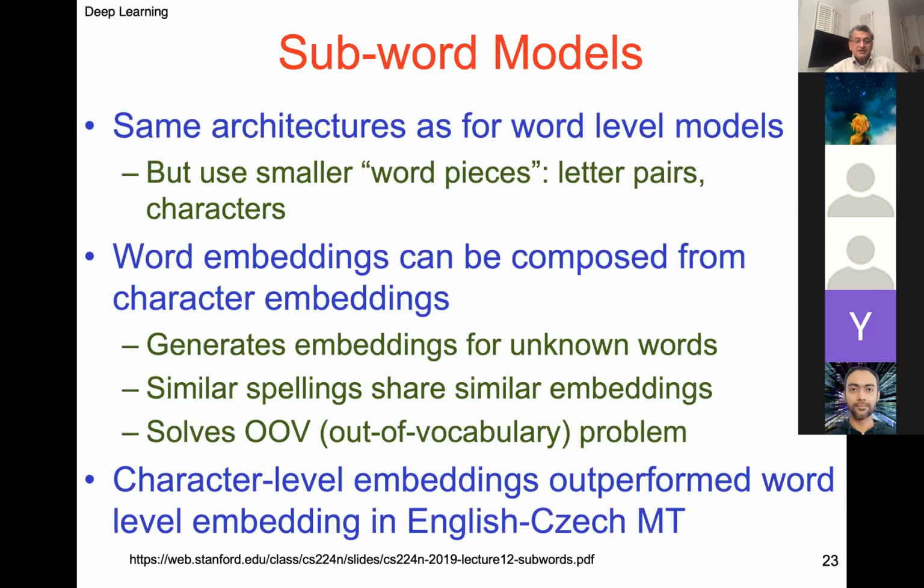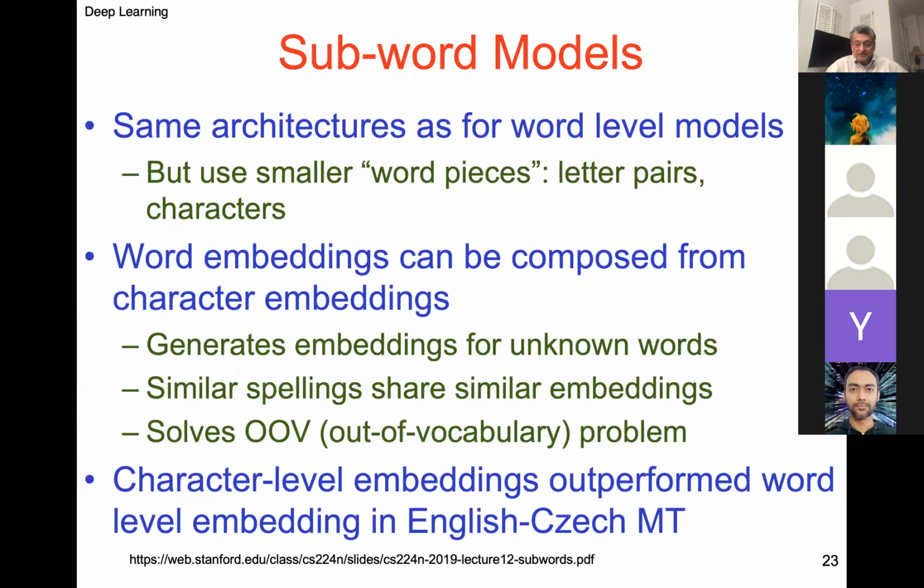Subword models: same architectures as word level models, but use smaller word pieces, letter pairs, characters, right? So these are word pieces or letter pairs, not full words, but pieces. Word embeddings can be composed from character embeddings, which generates embeddings for unknown words, and similar spellings share common embeddings. This solves the out of vocabulary problem, OOVs, where a word is not even in the vocabulary.